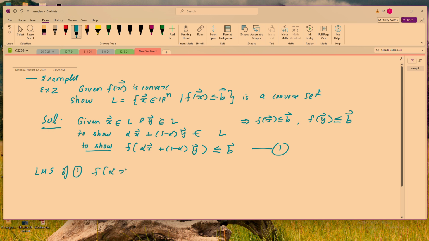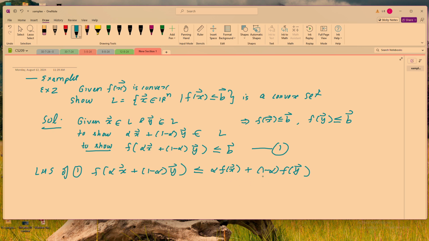f of alpha x plus 1 minus alpha y is bounded by, what is the definition of a convex function? Alpha times f of x plus 1 minus alpha times f of y. You have seen this definition the first time. If you're not remembering it, don't worry, you'll remember it in a day or two. You just have to keep in mind that the function value is below the line or the surface connecting the two. Now what do we do?